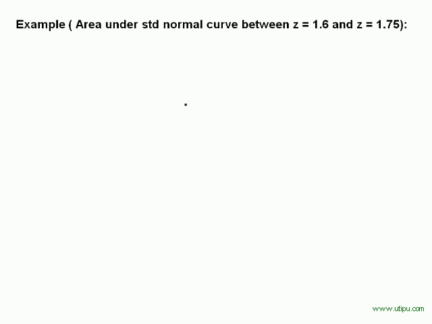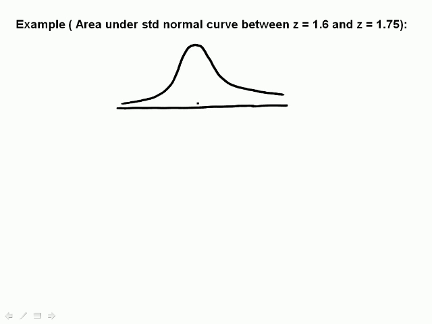Okay, this time I want to find the area under the standard normal curve between z equal 1.6 and z equal 1.75. So what I'm going to do is draw the normal curve, something like that. And then in the middle here, I know that this is going to be a z-value of 0, and the horizontal axis here is going to be z-values. Over to the right, I have positive z-values, and over to the left, I have negative z-values.